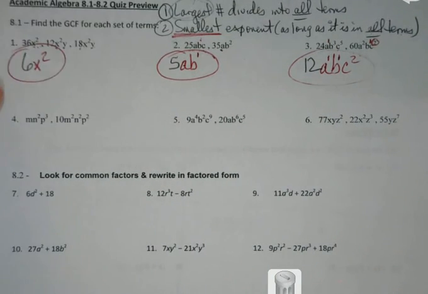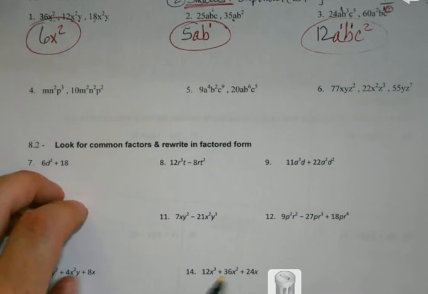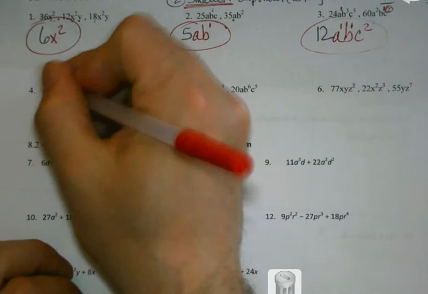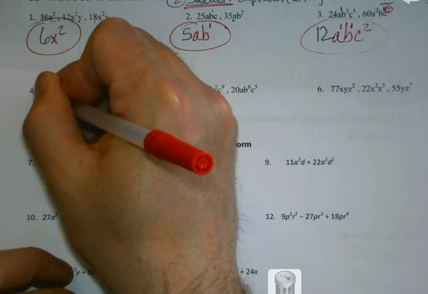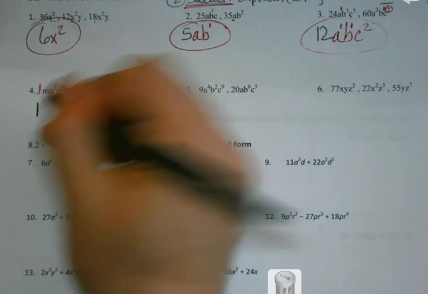Let's see here. Number 4. Now you're like, well, now what number's in front of this one? I don't see one. Is there a number here? It's 1. Well, the biggest number that can go into 1 and 10 is 1. So that's all I can take.